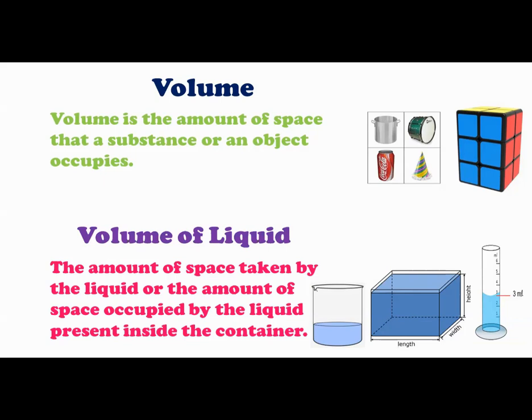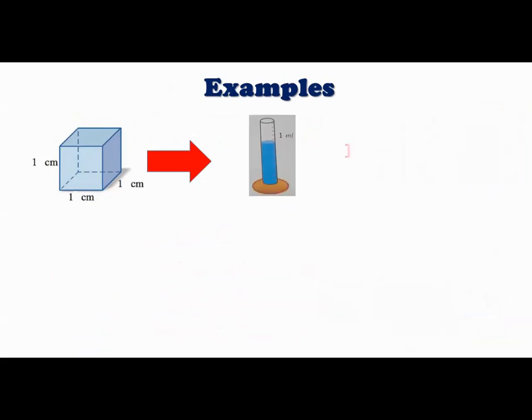Let's see how to convert the cubic centimeters into milliliters and liters. I would like to give you some examples to clarify the concept. As you can see, this water tank is completely filled with water and its length, breadth and height are of 1 centimeter each, which means the volume is 1 cubic centimeter. If we pour this water into a cylinder, then it would occupy 1 milliliter inside the cylinder. Therefore, we can say that 1 cubic centimeter is equals to 1 milliliter.